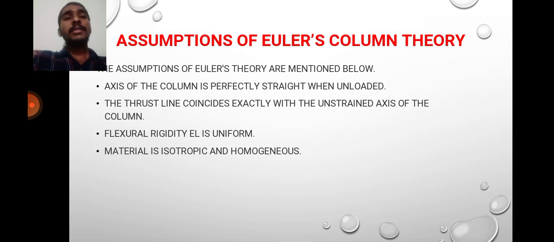These are the assumptions when we are doing Euler's theory of column. We need to concentrate on these assumptions. If a column is unloaded, it must be perfectly straight. The flexural rigidity must be uniform throughout the column. The material must be homogeneous. Homogeneous means the material must be the same throughout, which is known as homogeneous.